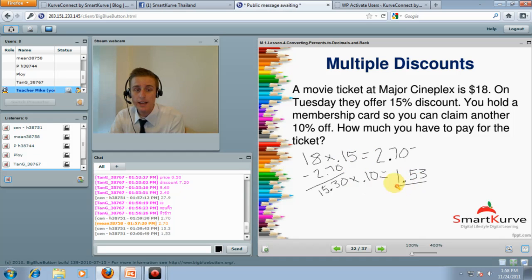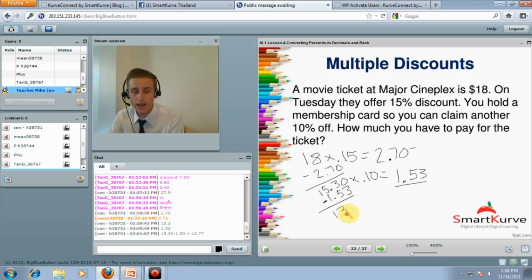Now we subtract this from the ticket price. You get another $1.53 off. Perfect. Giving us the final answer of $13.77. Your movie ticket price is $13.77.